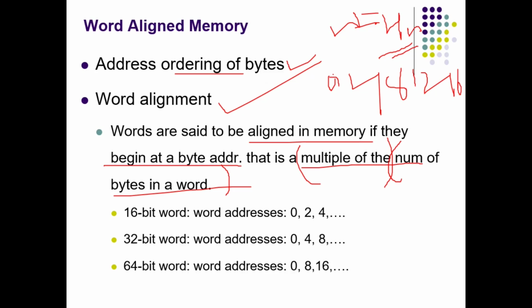Okay, he has given many examples, like here a 16-bit word. A 16-bit word means 2 bytes. So addresses of a word begin at 0, 2, 4, multiples of 2. A 32-bit word means 4 bytes, multiples of 4. A 64-bit word means 8 bytes, so word addresses are 0, 8, 16. I hope you got this.